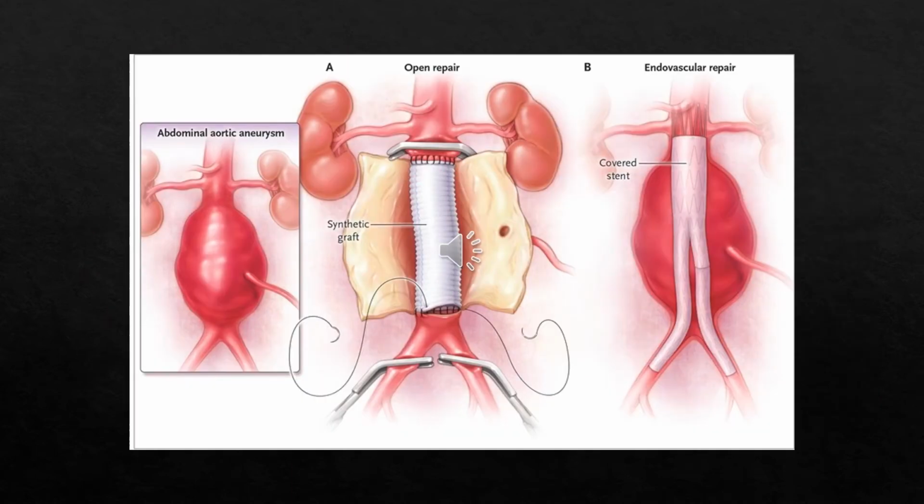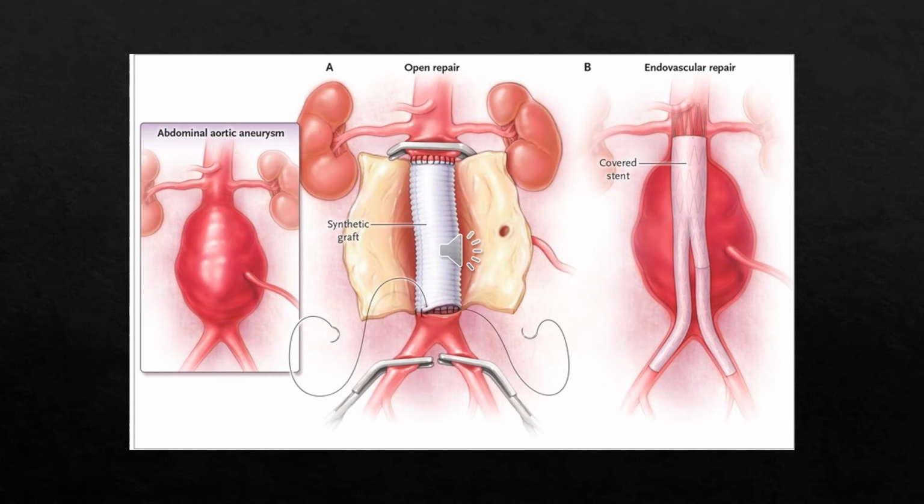This shows a great representation of the two options to fix an aneurysm. Image A is showing a synthetic graft, and image B shows a covered stent over the aneurysm. Whichever treatment chosen needs to be tailored to the individual patient and will depend on the location, size, and shape of the aneurysm.